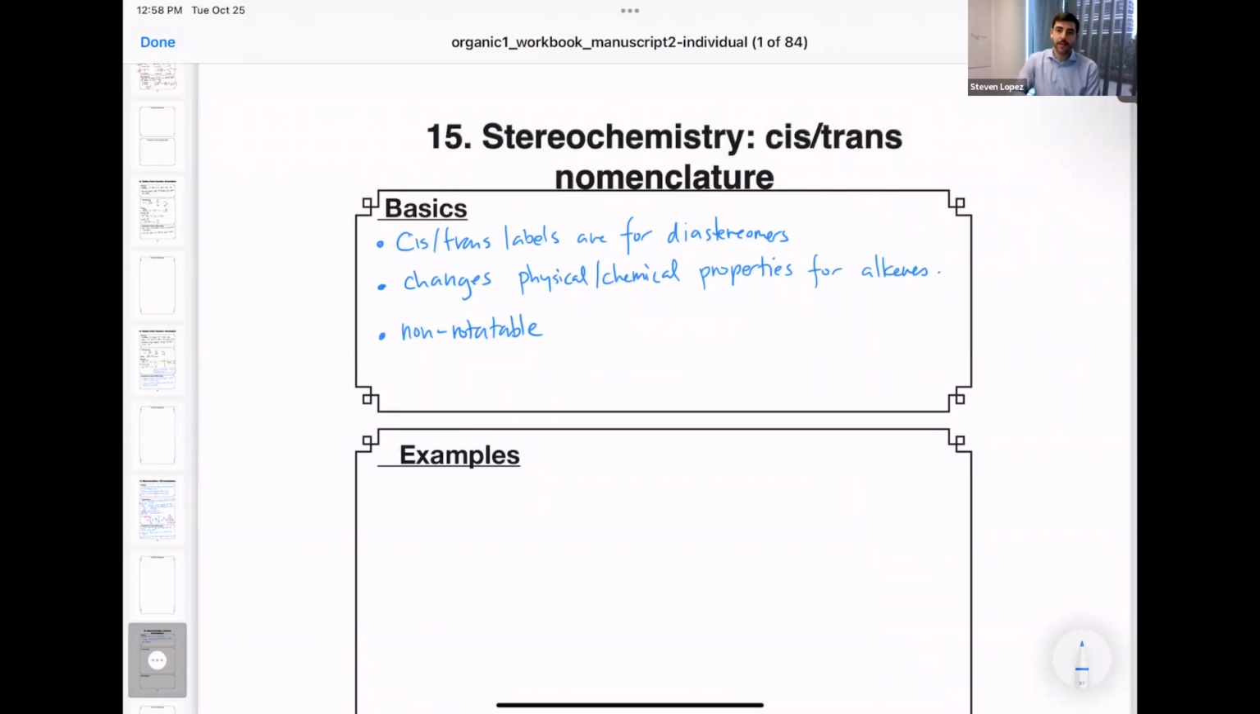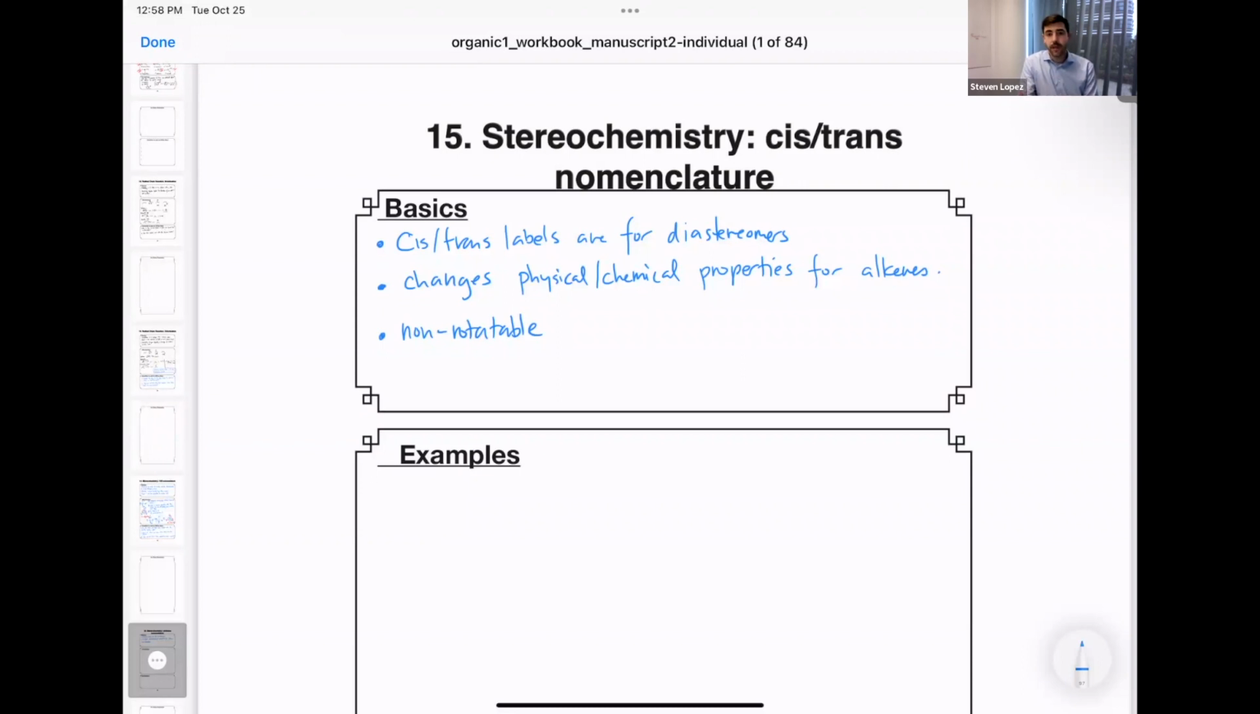Today we'll be talking about stereochemistry as applied to alkenes. These are compounds that contain double bonds or pi bonds, and this stereochemistry matters a lot in determining their structures, chemical and physical properties. So a little bit of introduction here to alkenes.